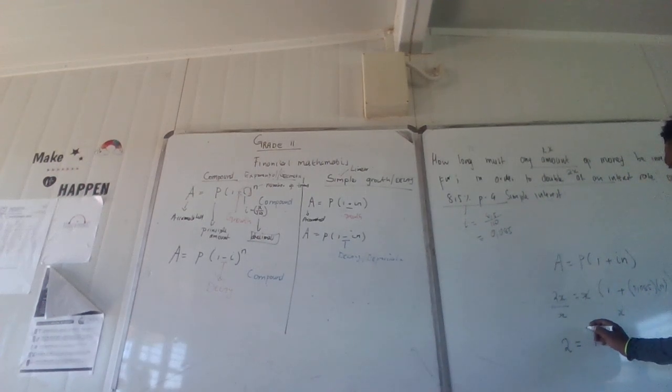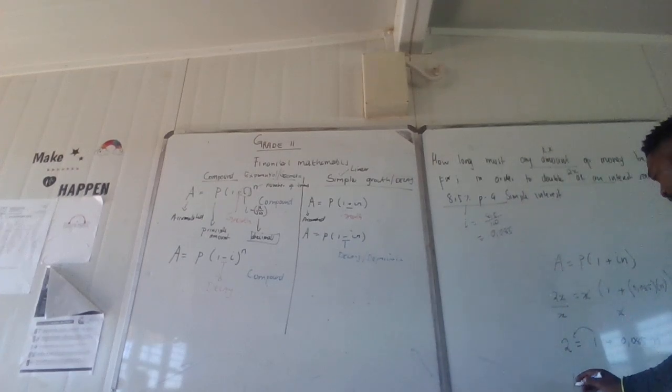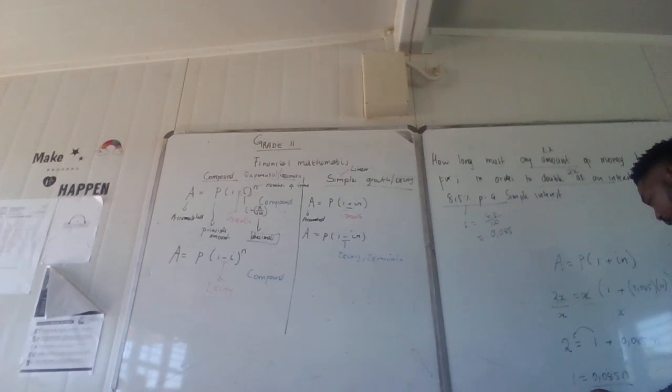We transpose 1 to the left-hand side. That is going to be what? 2 minus 1, which is 1. Equals 0.085n, and then we can divide both sides by 0.085. That gives 11.76. Now this will be in years.